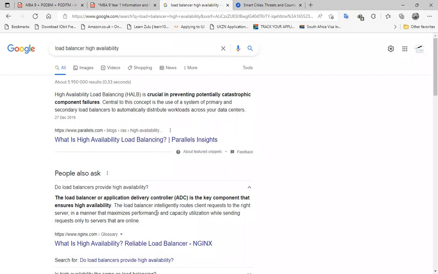Because I was telling you, instead of all the clients going to one instance, because it will compromise the performance. So what it does, it knows that that server or that instance is not being used. So it then redirects the client there in order to maximize performance and capacity utilization, which is CPU utilization, right? While sending requests only to servers that are online.